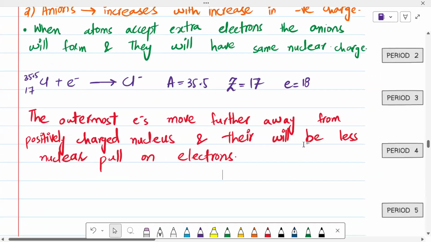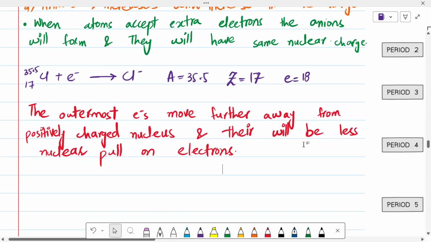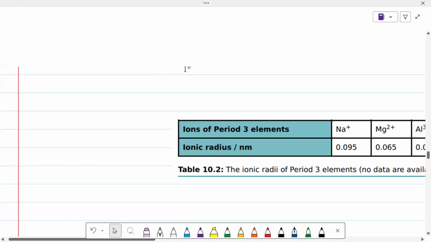Yes, I was telling you that in anions, when anions form, when the atom accepts extra electrons, the nuclear charge will be the same. And when you compare the nuclear charge with the electron number, the proton number and electron number, in the anions the number of electrons will be more. And when the extra electron is added, it will be added in the outermost shell, right? Whenever there is addition of an electron, that electron is always added in the outermost shell.